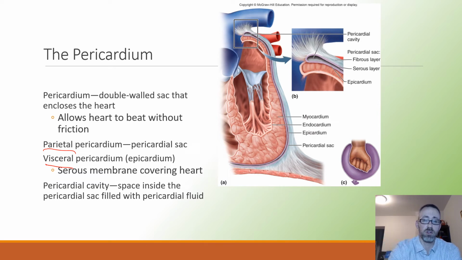The visceral pericardium is adhered directly to the outer wall of the heart itself. And in fact, the visceral pericardium is also known as the epicardium. So the heart itself has three layers, and the epicardium is the outermost layer of the heart. And the epicardium is actually synonymous with visceral pericardium.